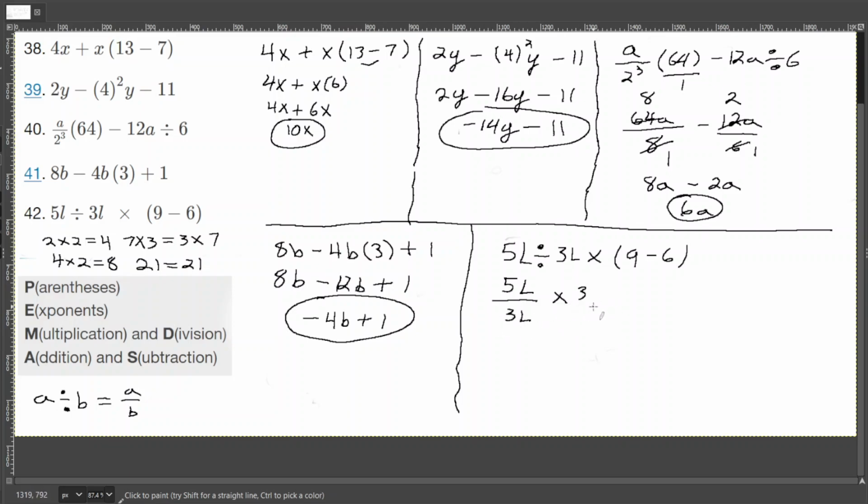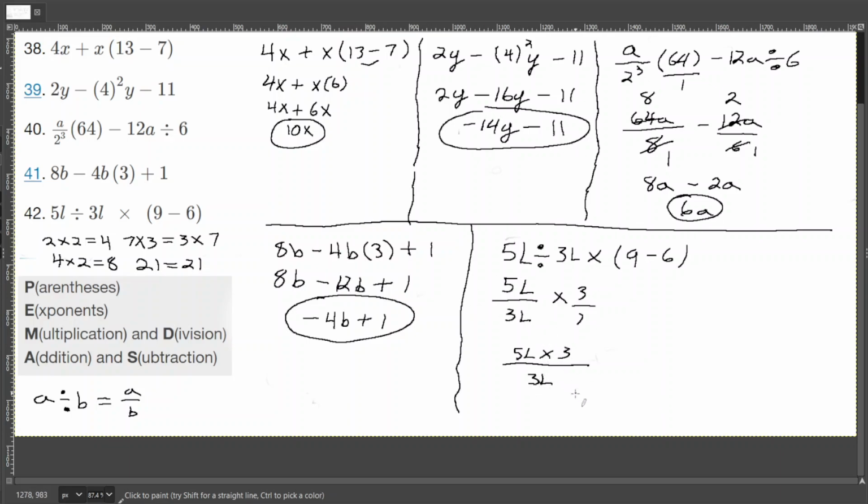So hopefully you guys are seeing we could factor out threes here, right? We don't need to necessarily factor out across, but we can. I'm not going to. So 5L times 3, right? So let's see how we can represent this for you guys. 5L times 3, right? Over 3L times 1, so that's just 3L.